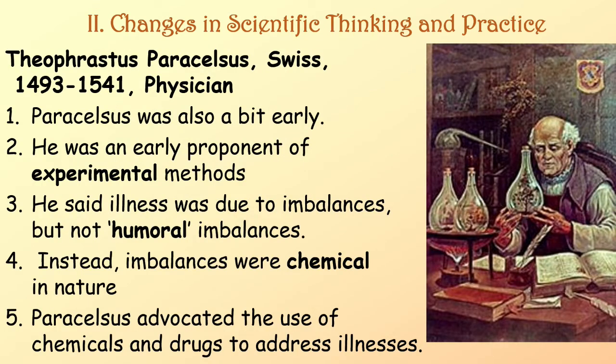Then you've got Theophrastus Paracelsus, Swiss guy, 1493 to 1541, physician. And Paracelsus was also a bit early for the Scientific Revolution. He was an early proponent of experimental methods, and he said that illness was due to imbalances, but not imbalances in the four humors. Instead, these imbalances were chemical in nature. And Paracelsus advocated the use of chemicals and drugs to address illnesses.